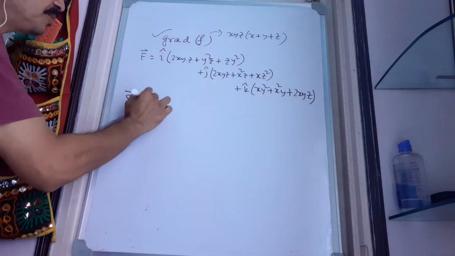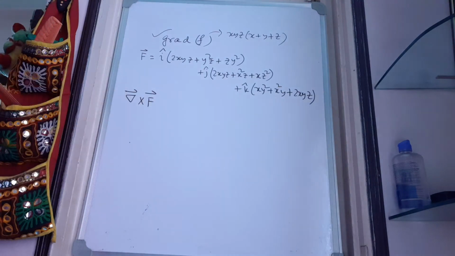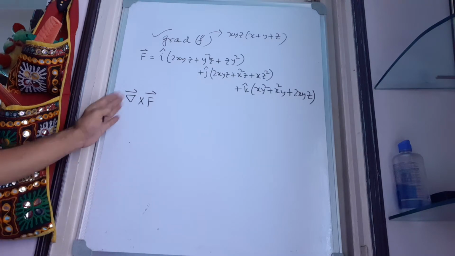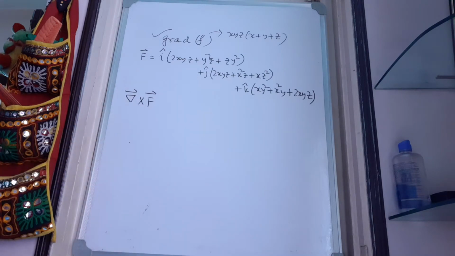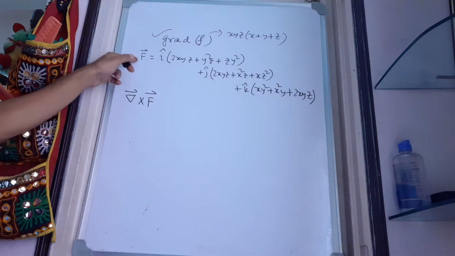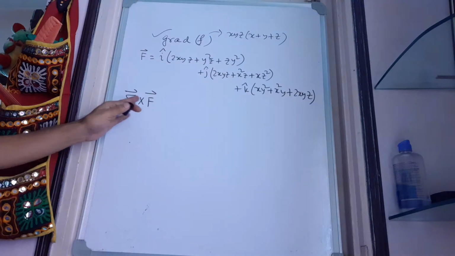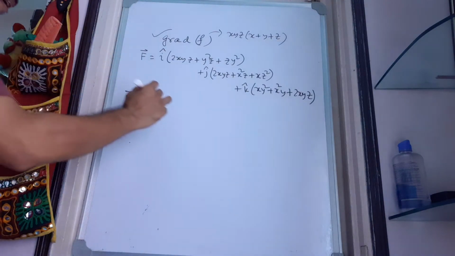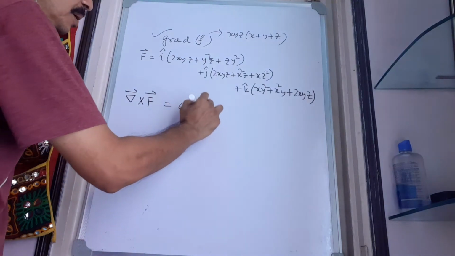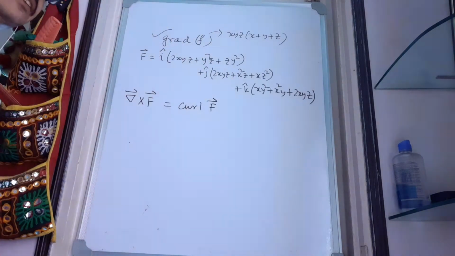What is the result of del cross F? We know that between two vectors A and B, we can define A dot B as the dot product or scalar product, as well as A cross B, which is termed the vector product. Here also, del is an operator and F is a vector point function, and in vector calculus we define del cross F as the curl of F, which is very important, similar to the divergence of F.